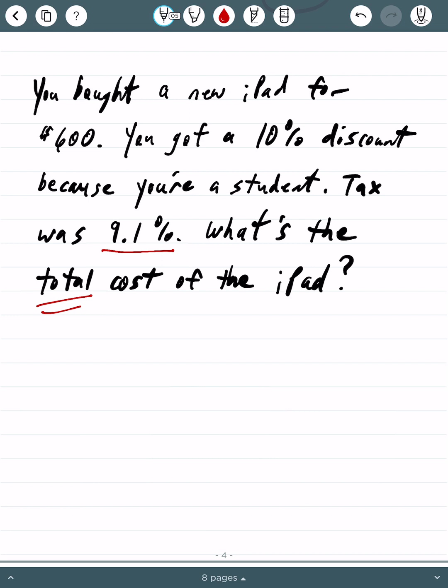So this is a multi-step problem that, in the past, you gotta remember guys, I've been doing this a long time, since way before you were born. And this is something that kids seem to have a hard time with. So let's walk through this. All right, we already know this one. We had $600 and a 10% discount.